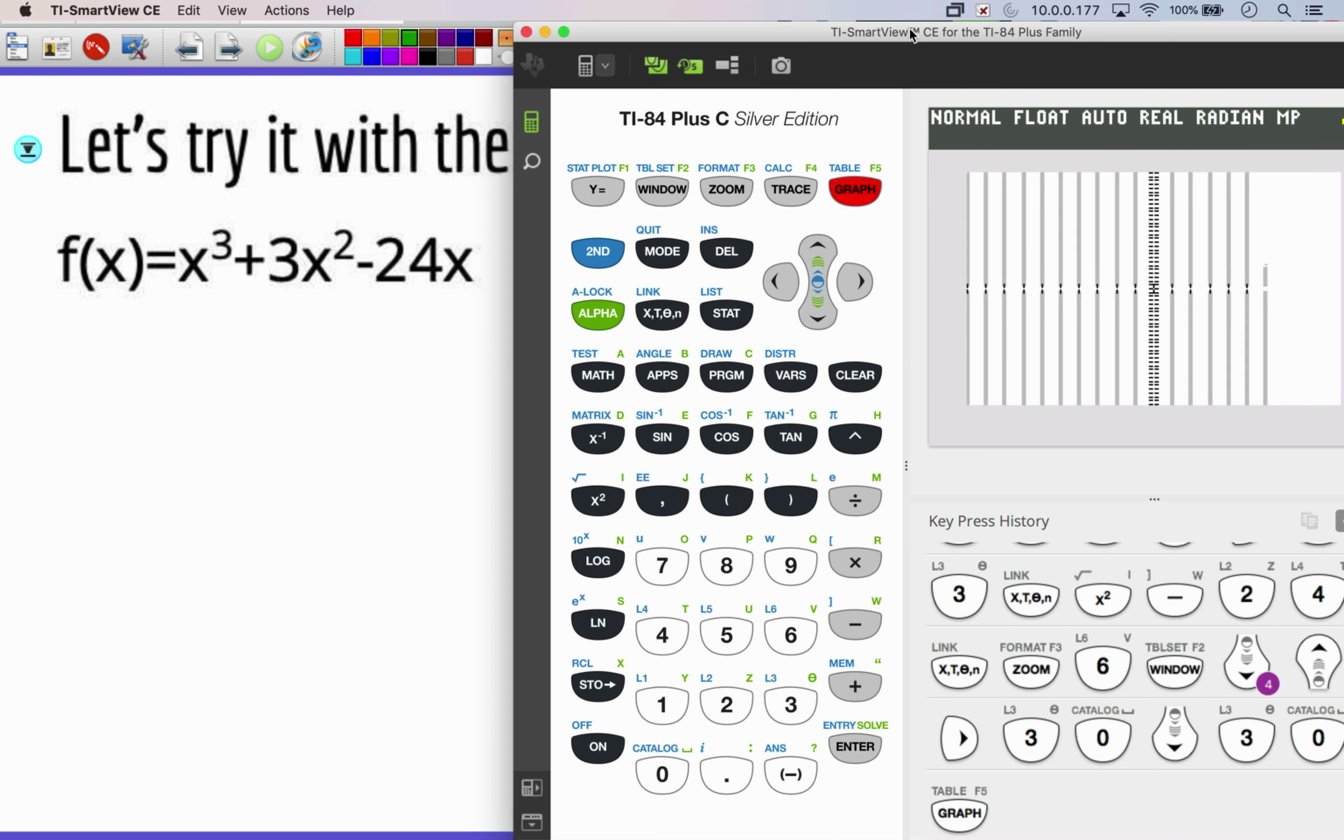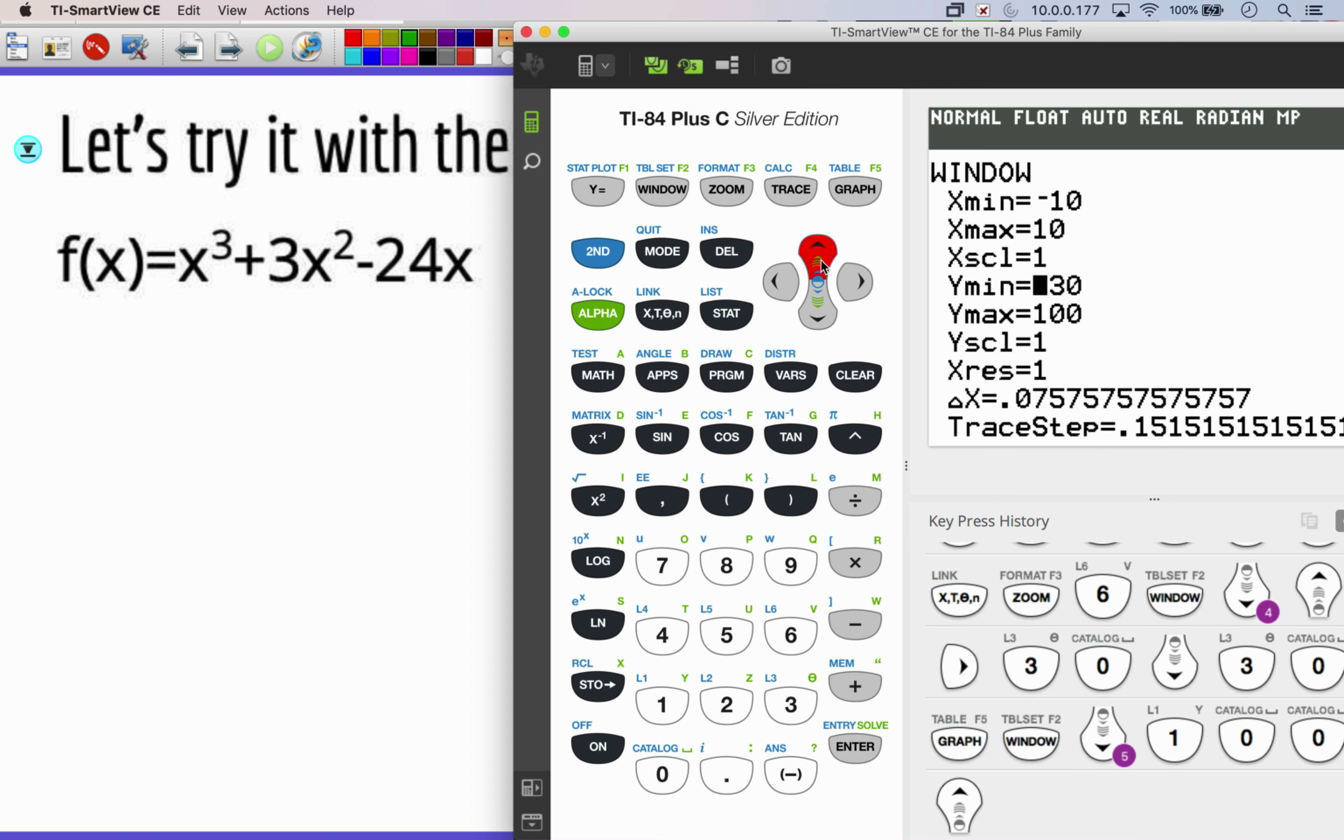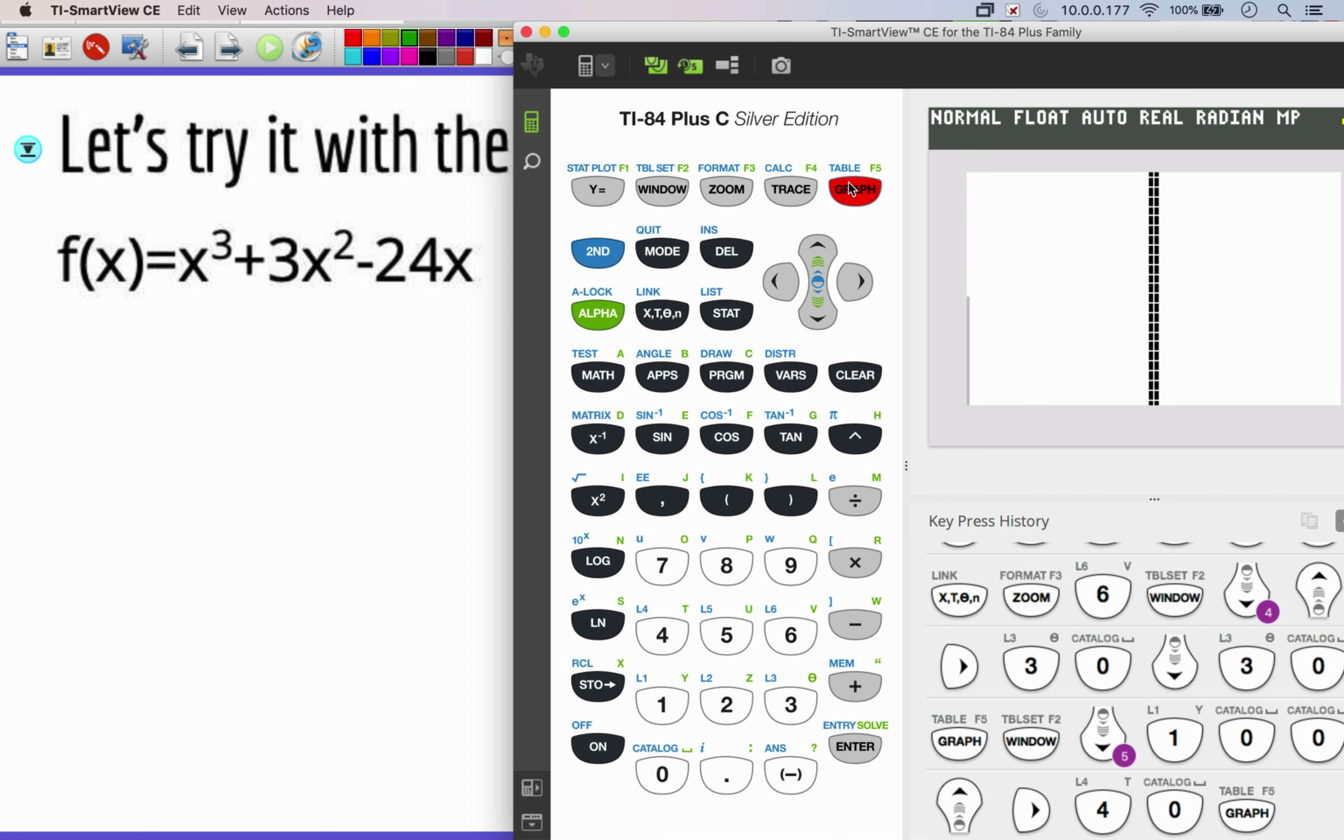Now let's take a look at this graph. Still can't see that maximum there, so I'll increase the y maximum up to, I don't know, 100. I couldn't see the y minimum super well. Maybe I'll drop this down to -40. Take a look at this graph.